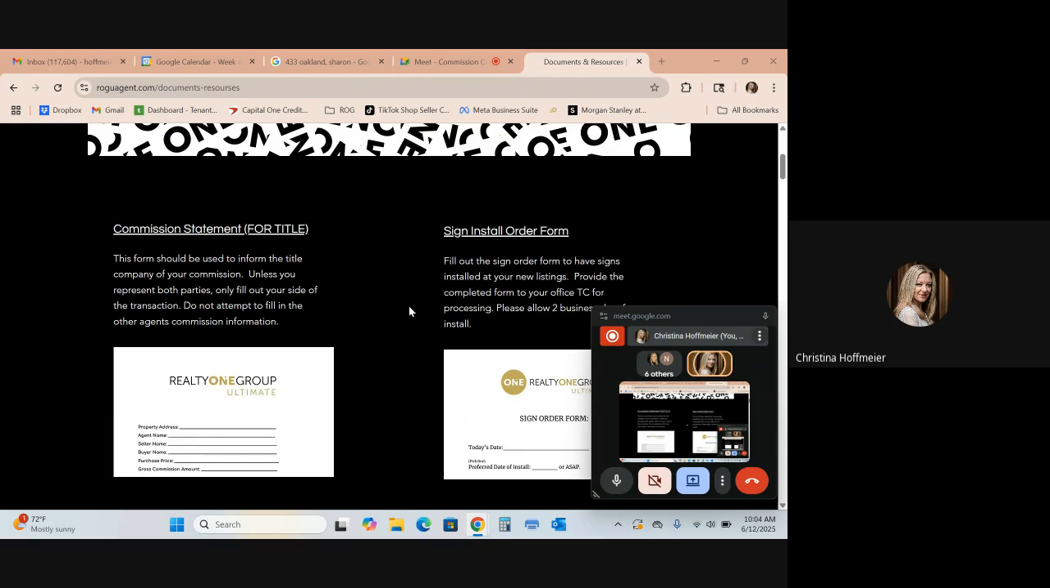So commission statements, you will use two predominant commission statements in real estate. One is a commission statement that you give to the title company, and the other is a commission processing form that you use to get paid. So why do we use a commission statement? A commission statement for title lets title know how much you expect to be withheld from the parties at closing.